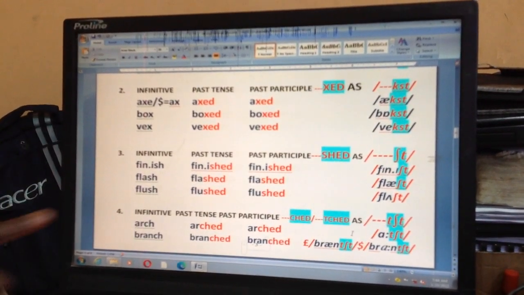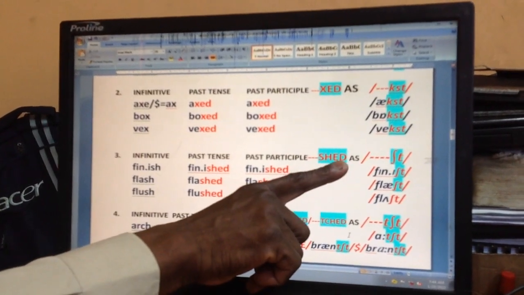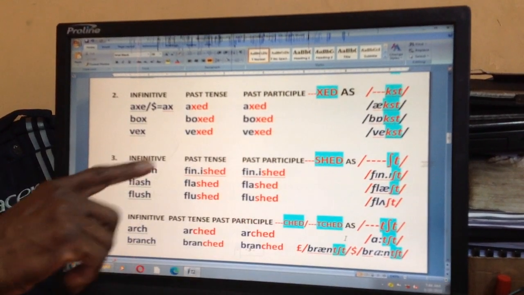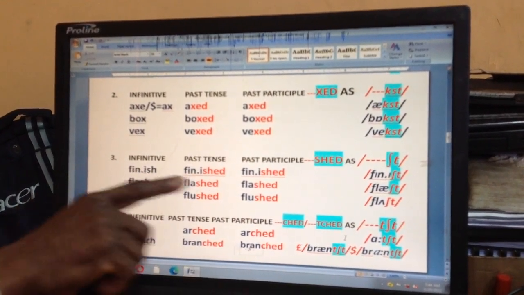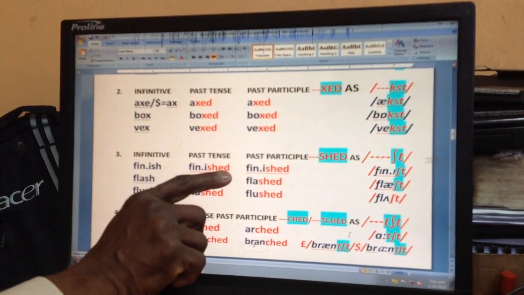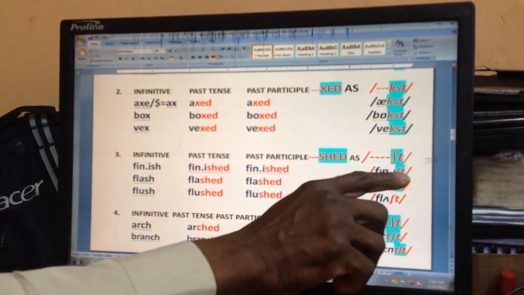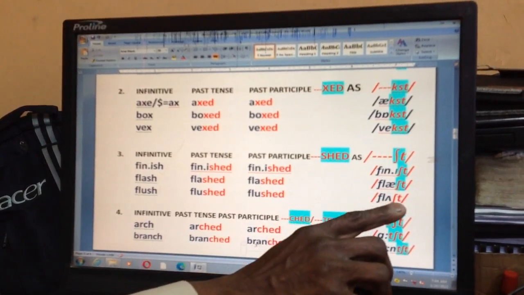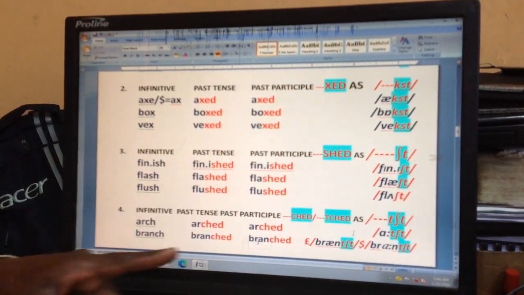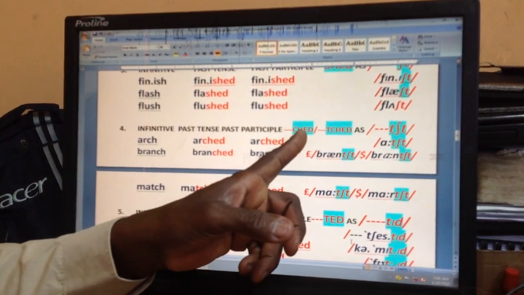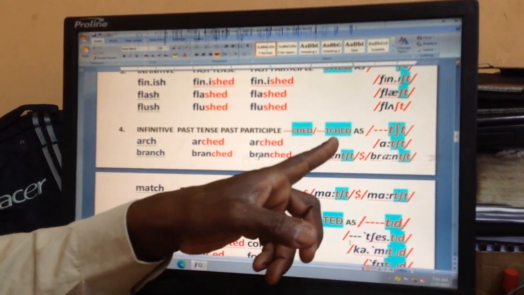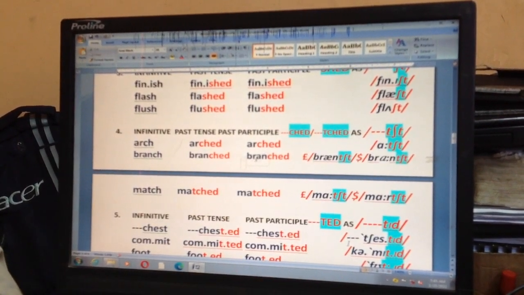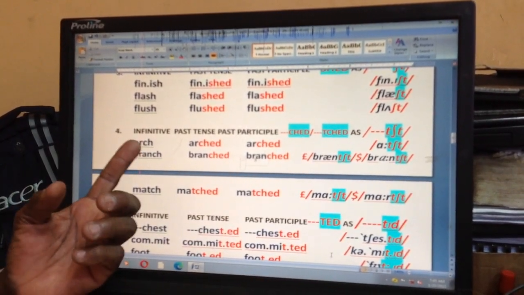Number 3, we get now these 4 letters to produce the sound sht. So we get here finish, we add ed, finished, isht, like that. Flashed, like that. From there, we come to these 4 letters. Here they are 4, there they are 5. They will give us the sound, for example, with arch.